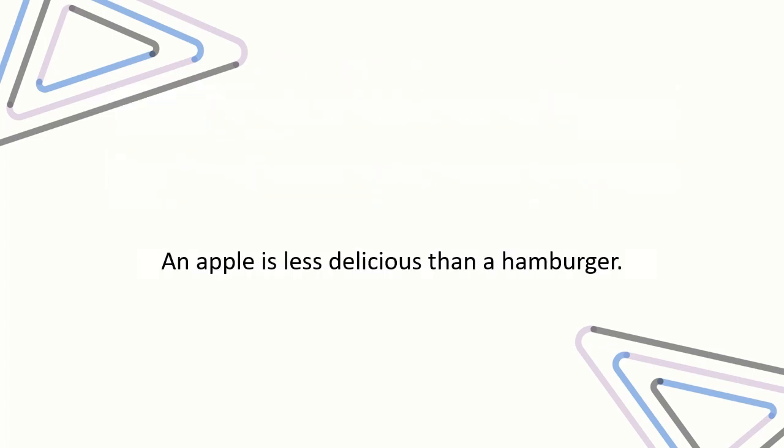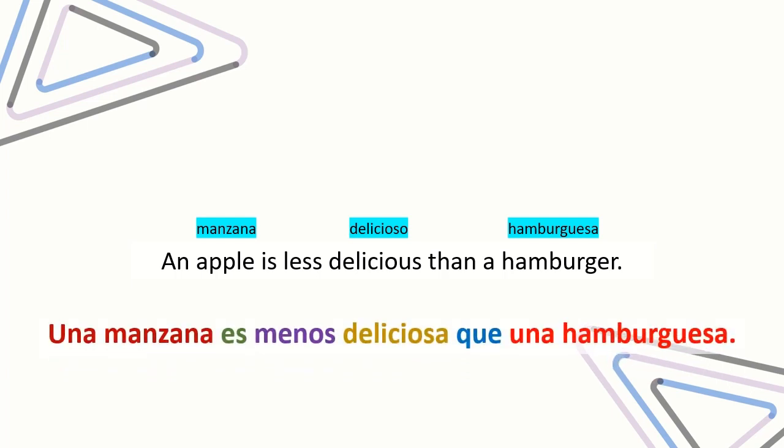The second sentence is, an apple is less delicious than a hamburger. Regarding vocabulary in this sentence, apple is manzana, delicious is delicioso, and hamburger is hamburguesa. So keeping that in mind and that this is a negative structure using an adjective, how will you say it in Spanish? Una manzana es menos deliciosa que una hamburguesa.